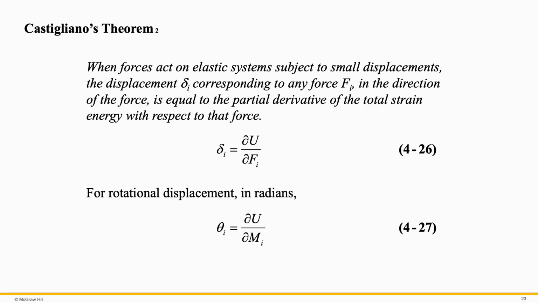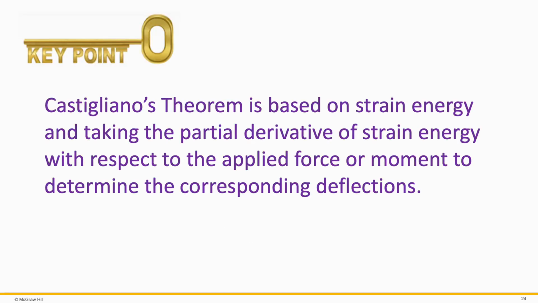According to Castigliano's theorem, the displacement caused by any force can be determined by taking the partial derivative of the total strain energy with respect to that force. And if we are analyzing a structure subjected to a moment and its displacement is a rotational displacement, in this case we need to take the partial derivative of the strain energy with respect to that moment. Key point: Castigliano's theorem is based on strain energy and taking the partial derivative of the strain energy with respect to the applied force or moment to determine the corresponding deflections.